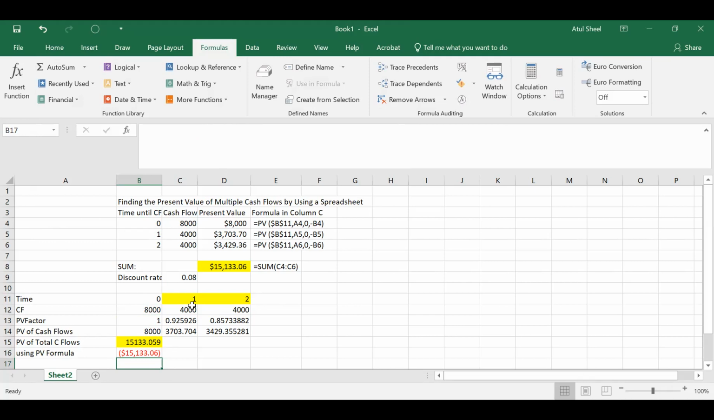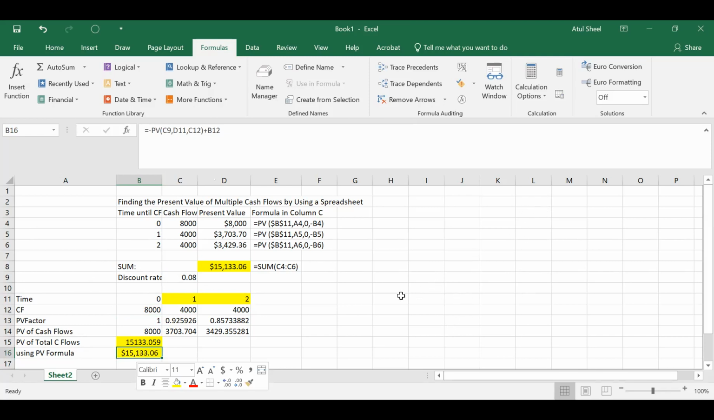But the problem here is inherent in the Excel formula. All the present value formulas will spit out negative numbers to you. The other way of doing it, if you want to add the $8,000, is to show the cash flows here, the present value as a negative number, and you will get the same answer, positive $15,133.06. So both ways you're okay. This is how we do it in Excel.